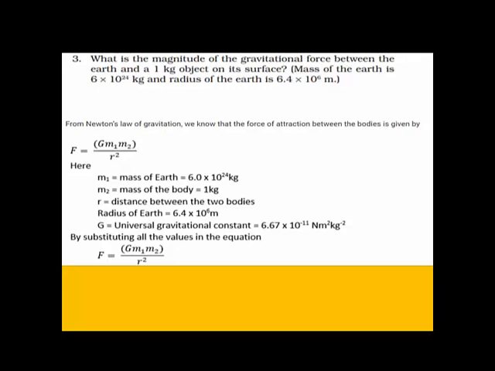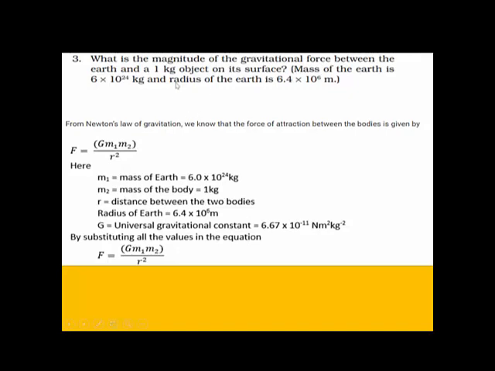So what is given to you? Look, the formula we know, F is equal to G m1 m2 upon r square. m1 can be the mass of the earth, m2 can be the mass of the object. The mass of the earth is already given to you, 6 × 10^24 kg. Look, here it is given. And the mass of the object is 1 kg. The distance between the two bodies is also given to you. What is the distance between the two bodies?